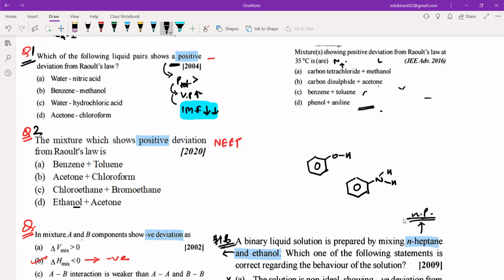Now, if you look here, water and nitric acid. Water is also having hydrogen bonding. Nitric acid will also have hydrogen bonding. So intermolecular forces of attraction are definitely not going lower. If I look at benzene and methanol, now benzene is what? It is non-polar. And methanol is CH3OH. Methanol में क्या होगा? Hydrogen bonding होगा because of this OH. So methanol is having a hydrogen bond.